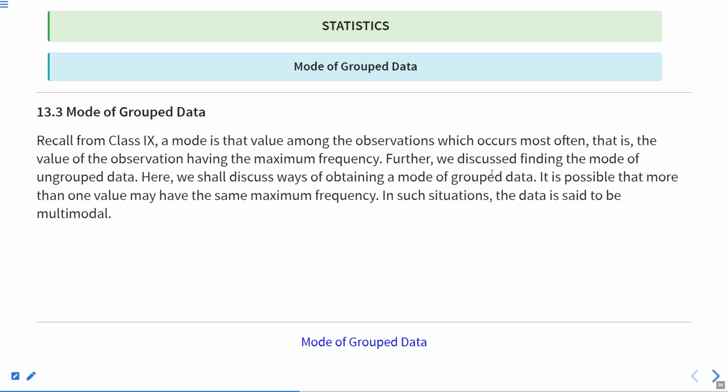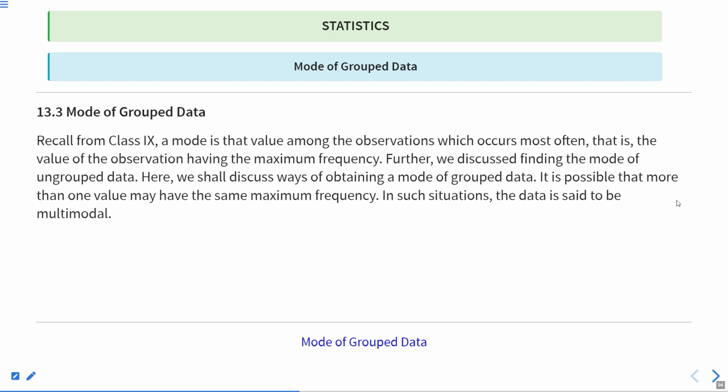Further, we discussed finding the mode of ungrouped data, and here in this lecture we shall discuss ways of obtaining the mode of grouped data.